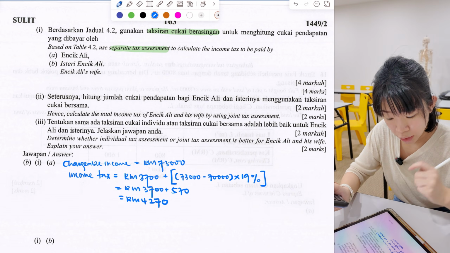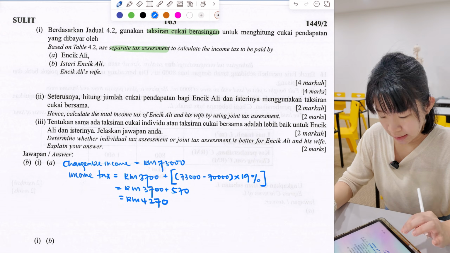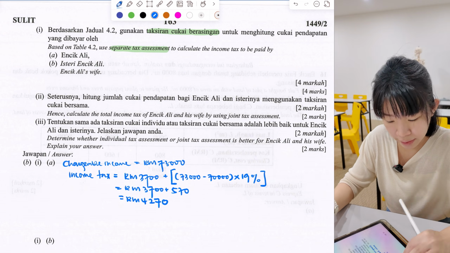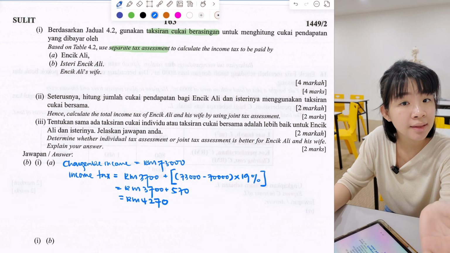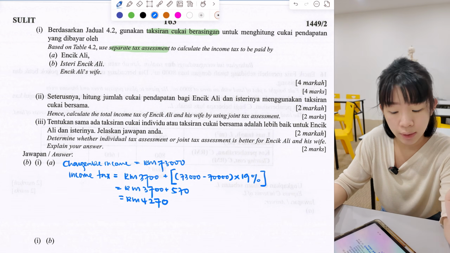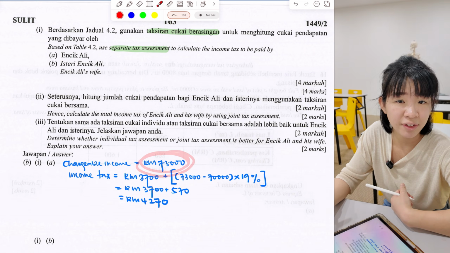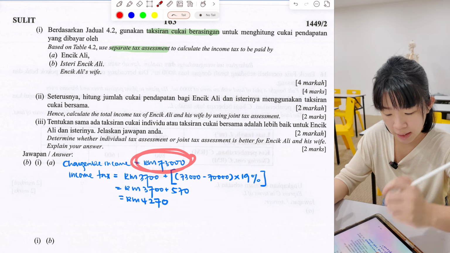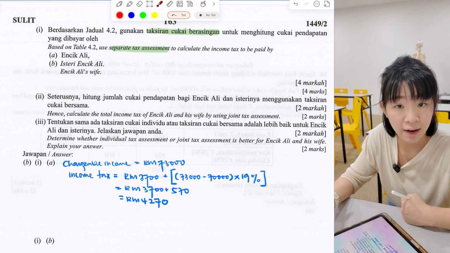So total up 4,270 ringgit. Okay, before we treat this as the final answer, ask yourself, does he get any rebate? Got rebate or not? There are two situations that get a rebate. Either he pays zakat. Okay, never mentioned any zakat before, so no rebate. The second rebate is if the chargeable income is less than 35,000. This one is already more than that. So Encik Ali has no rebate at all, and this is the income tax he has to pay.